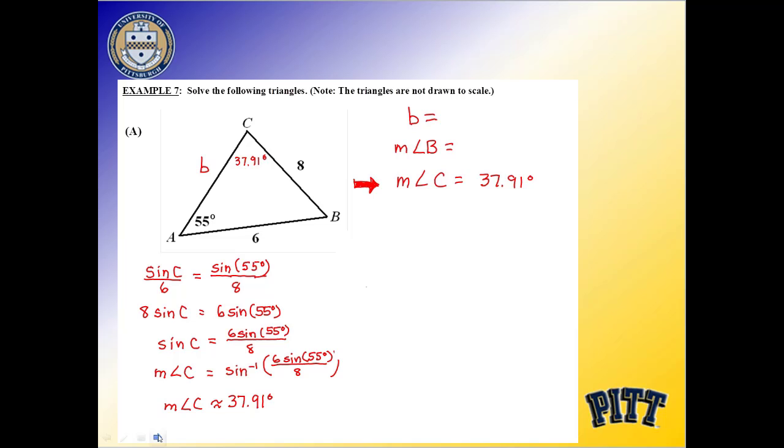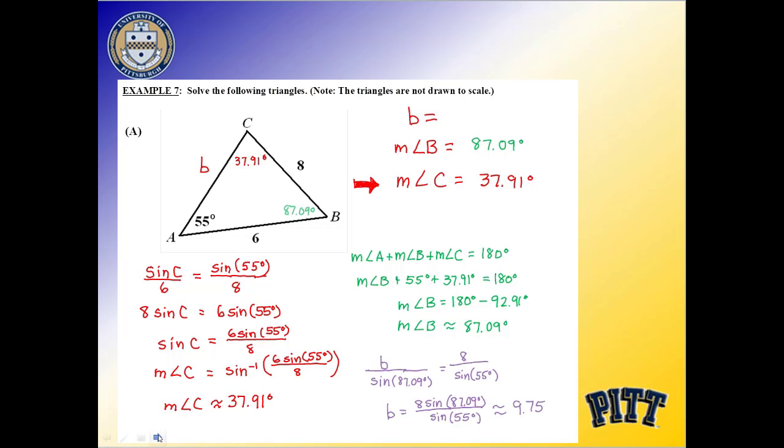So here, as I go through it, I'm going to try to minimize how much I use previously calculated values, but I'm not going to be able to avoid them altogether like I can with a right triangle. So I'm just going to take the easy way out and say the three angles of a triangle should add up to be 180. I now know what two of them are. So the measurement of angle B is going to be 180 minus the sum of the 55 and 37.91 degree angles, which is 92.91. So the measurement of angle B is 87.09 degrees.